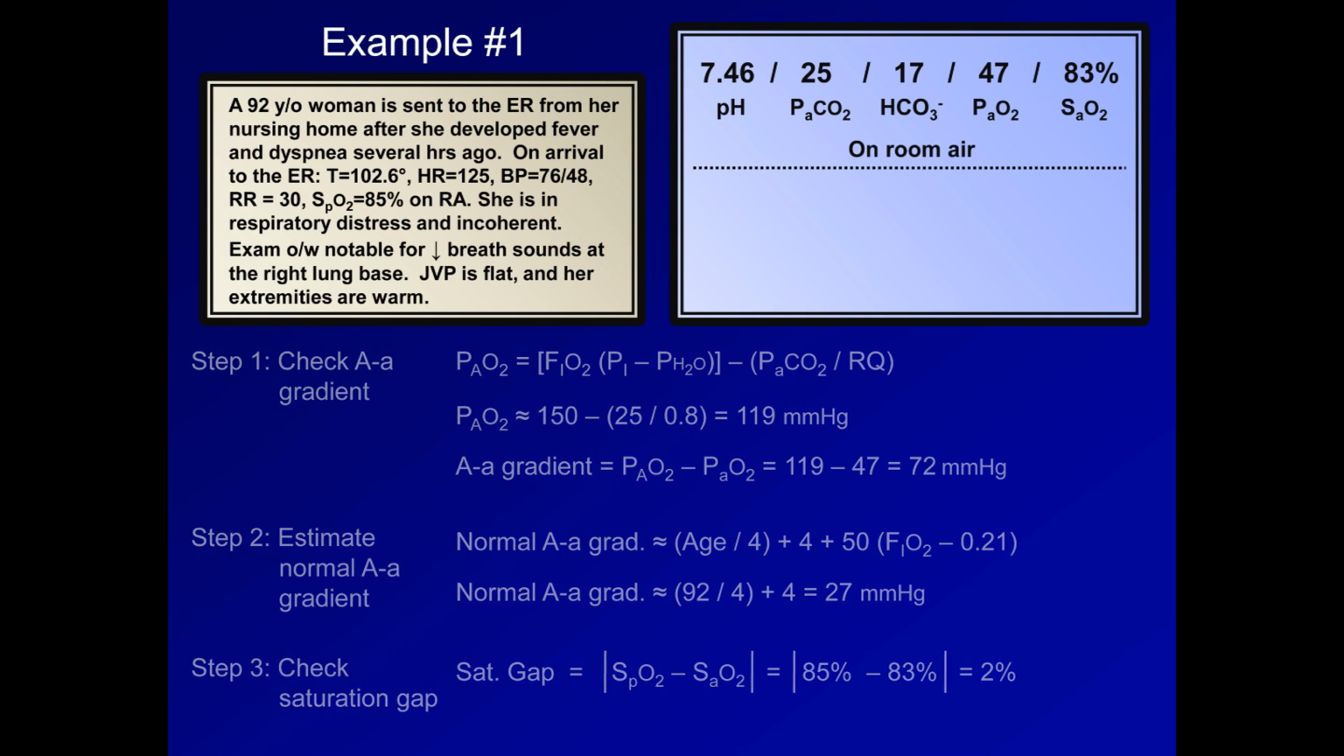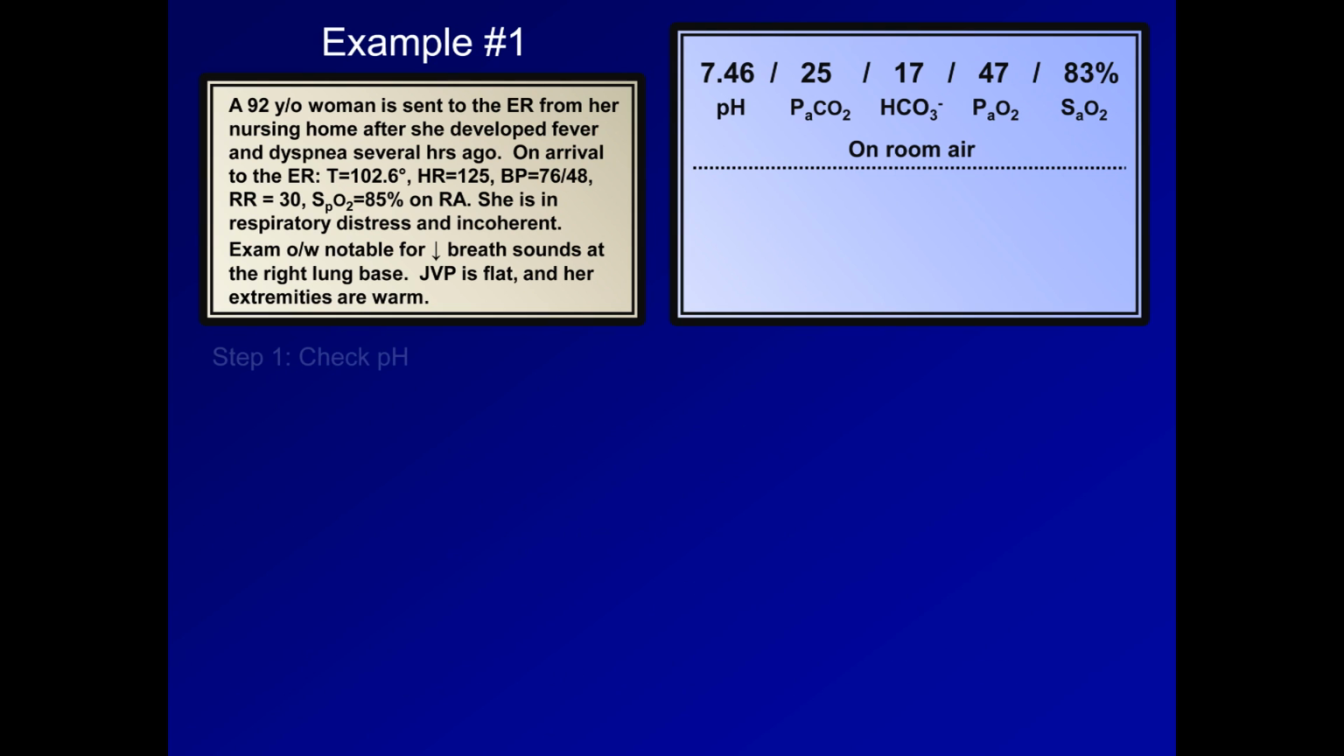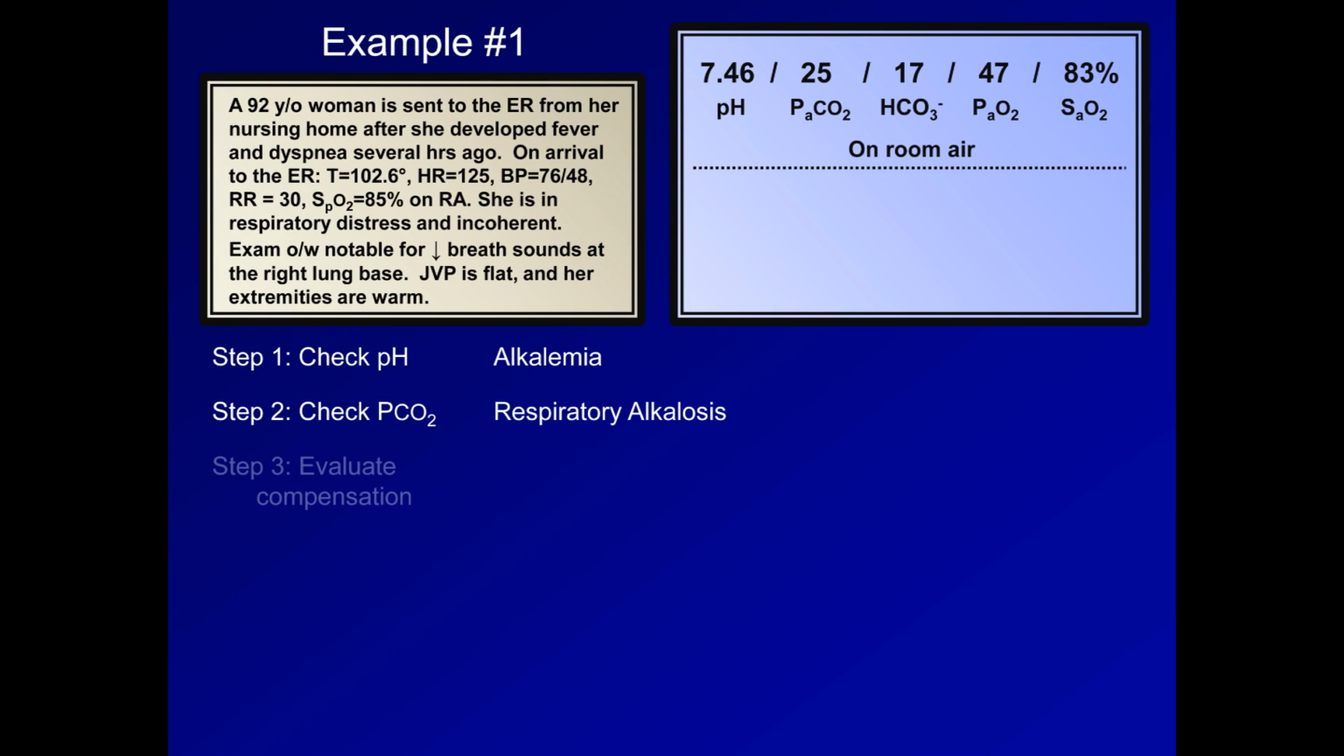Let's move on to discuss her acid-base status. Step 1, her pH is slightly alkalemic. Step 2, her PCO2 is low, so this alkalemia is the consequence of a respiratory alkalosis. Step 3 will be to evaluate her compensation.